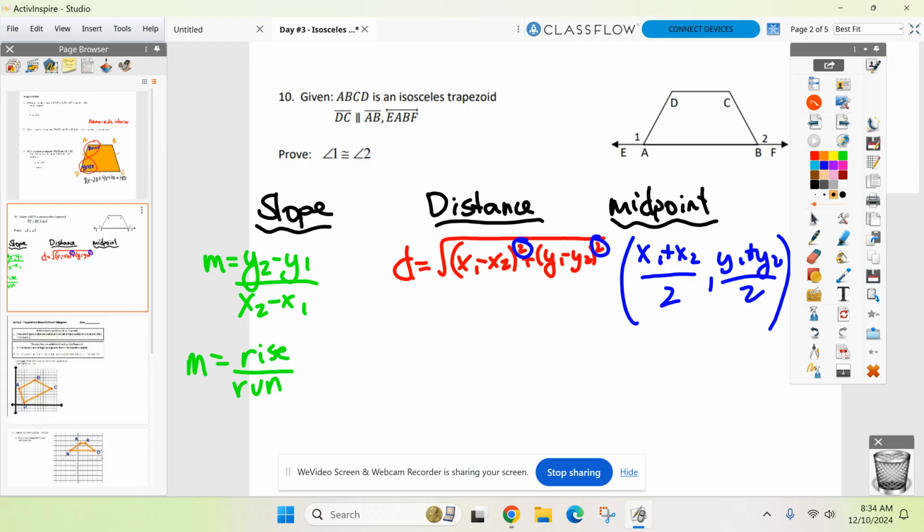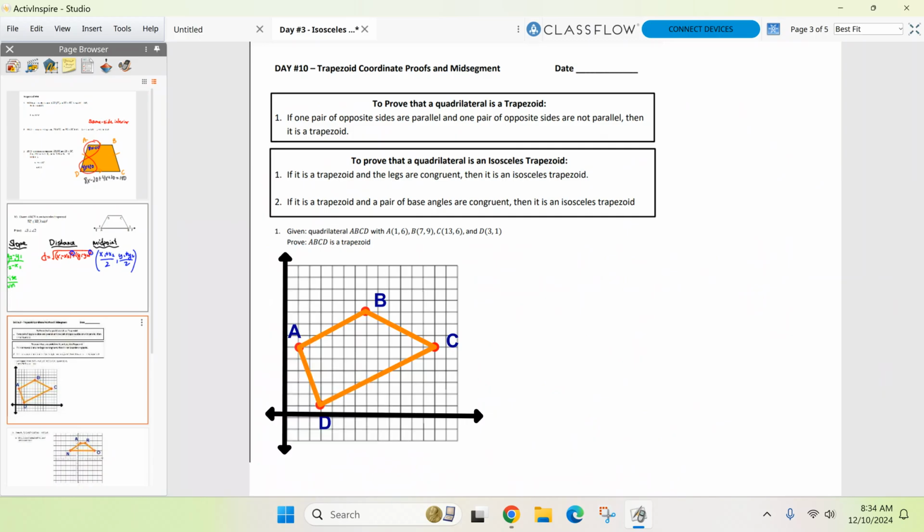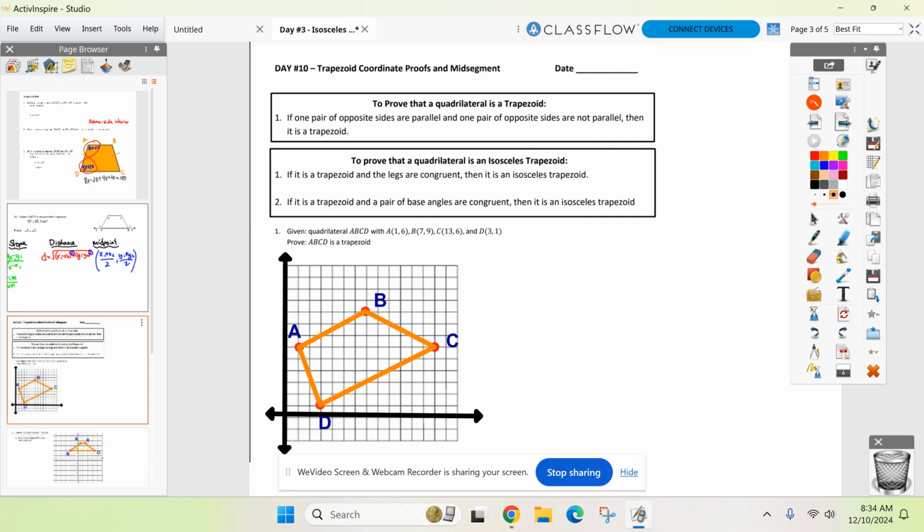All right, here we go. I got a new type of proof for you now. New type of proof. It's called a coordinate proof. We had indirect last one. Now this is called a coordinate proof, and the only reason why we call it coordinate is that it's on the coordinate grid. Okay, we're going to start graphing figures, proving figures on a graph.